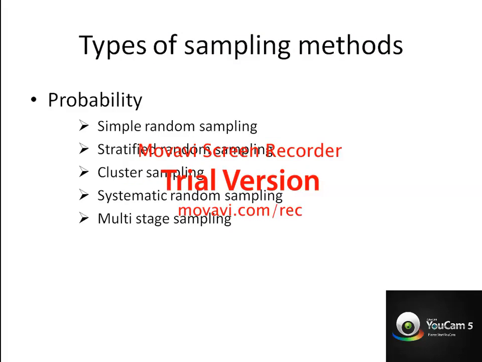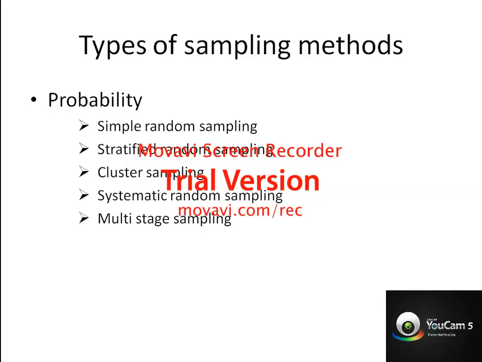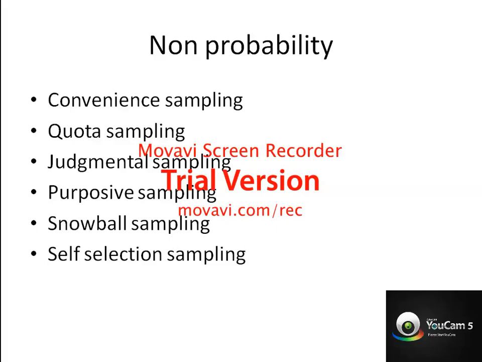Next is types of sampling methods, majorly classified as probability sampling and non-probability sampling. The probability sampling methods consist of simple random, stratified random sampling, cluster sampling, systematic sampling and multi-stage sampling. If you forget, just go back and get the notes and read. Non-probability samplings: convenience sampling, quota sampling, judgmental sampling, purposive sampling, snowball sampling and self-selection sampling.